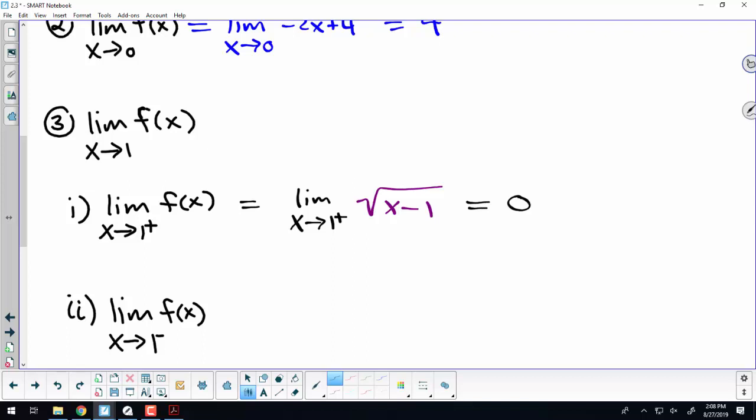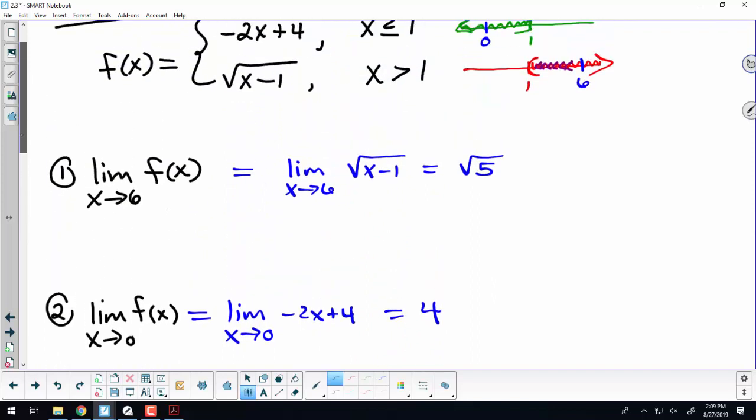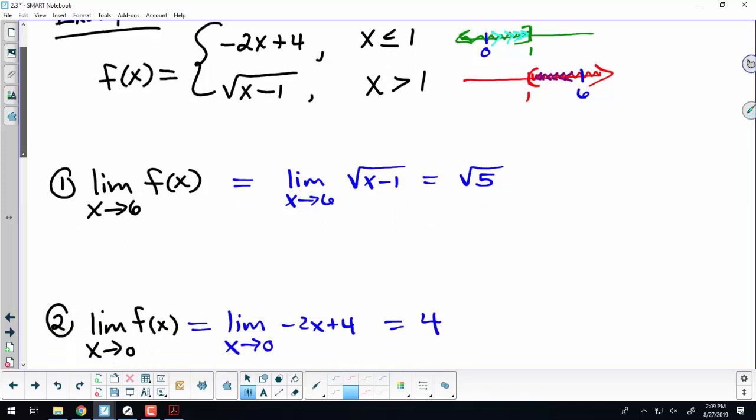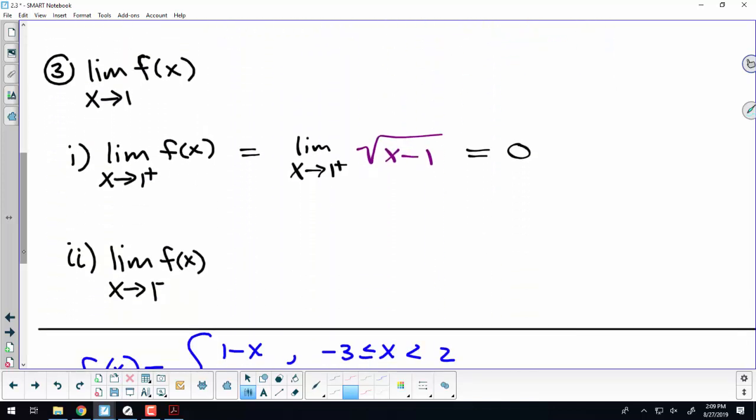As I approach 1 from the left, we already talked about this graphically, but as I approach 1 from the left, I'm approaching this way, which means I have to use the function negative 2x plus 4 from the left. Is that hard to see, that color? So the limit here is 2.